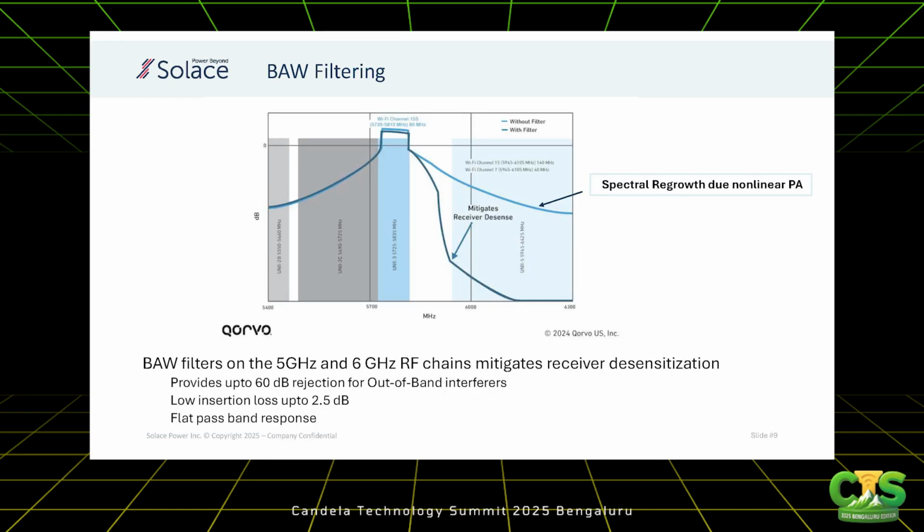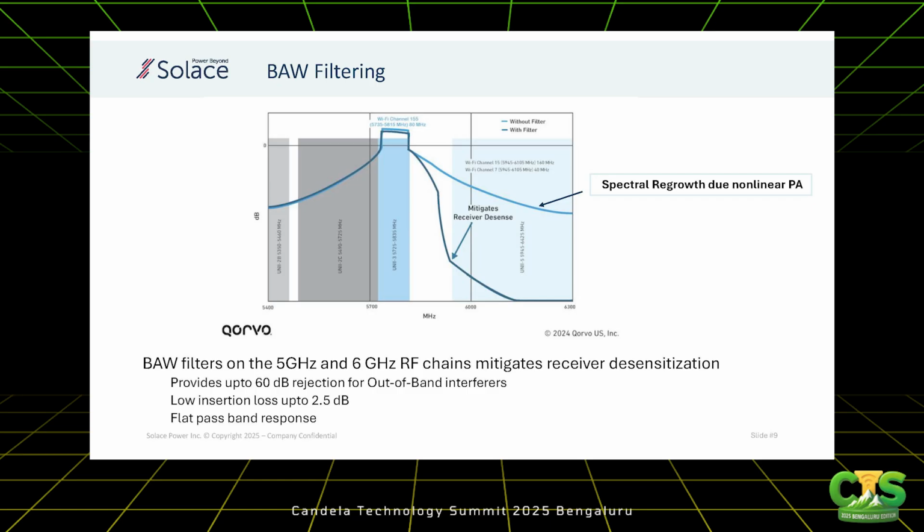Here I would like to give you a very good example of what a BAW filter does. If you look here, there is a BAW filter on the 5 gigahertz UNII-3 spectrum, right? Suppose you do not have any filtering: because of spectral regrowth, when I talked about the PA being non-linear and spreading your Wi-Fi skirts, you basically have a lot of noise coming into the Wi-Fi 6 gigahertz channels.